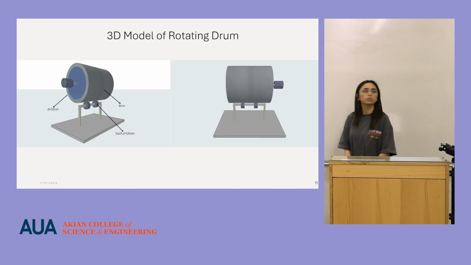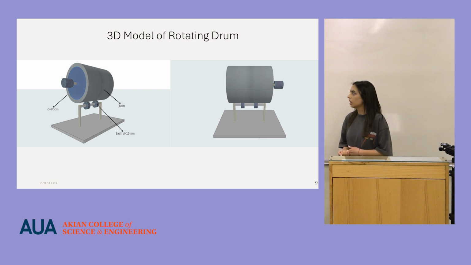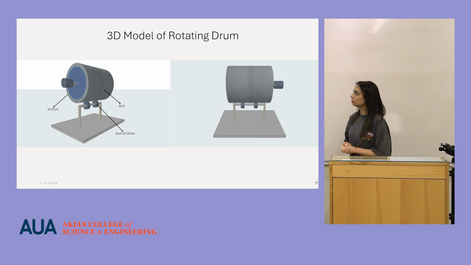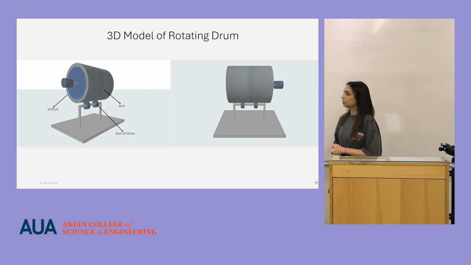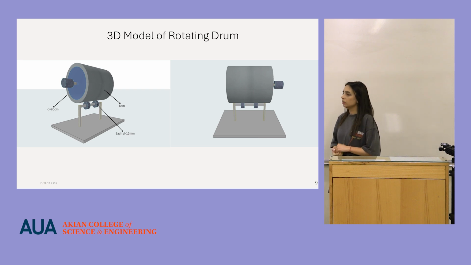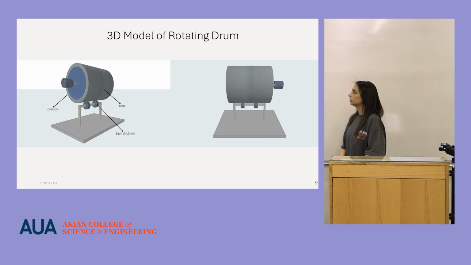So here you can see the initial 3D model of the rotating drum that we wanted to construct. It is basically made of a cylindrical drum, and you can see that on the side of the drum is the DC motor, which we used to do all the processes. The drum is based on two bearings, and we think that this system would be in the best structured way.